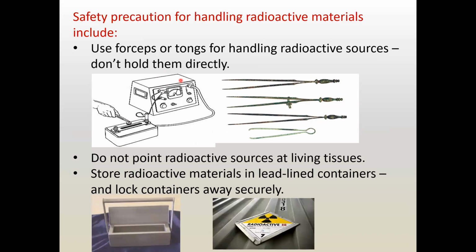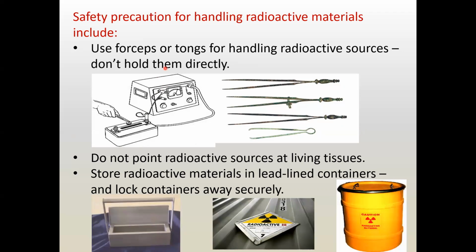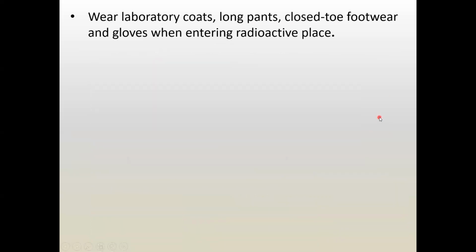Why specifically a lead-lined box or container? Because alpha, beta, and gamma cannot pass through lead, or a thick lead will stop these radiations. That's why the box or container in which we are keeping a radioactive source should have a lead lining, so that these harmful radiations cannot come outside and affect the tissues.